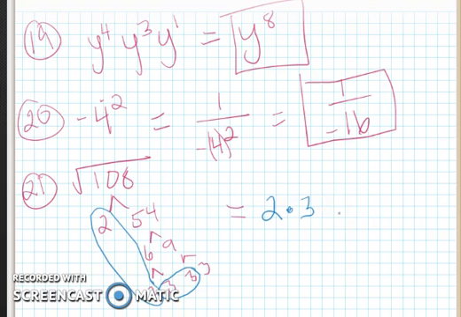What I'm left with is a 3 behind. So that has to stay inside. He doesn't get to escape. Multiply the 2 and 3 together, and I get 6 rad 3. Pretty simple.